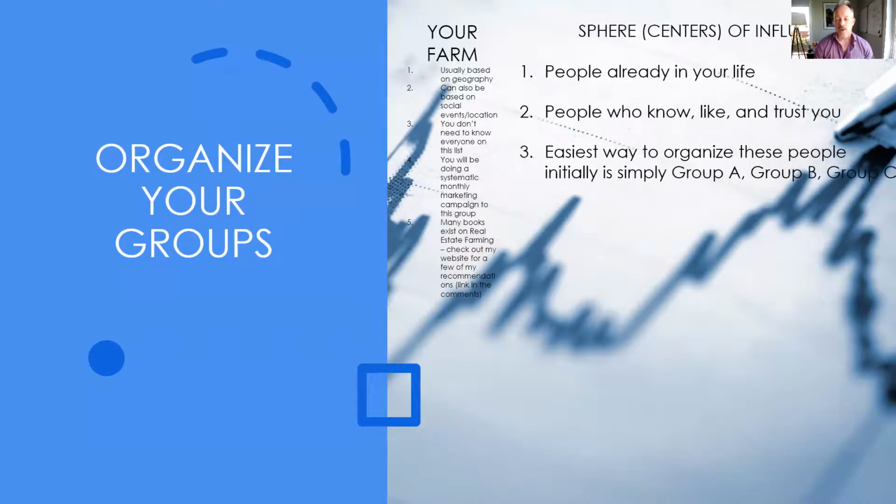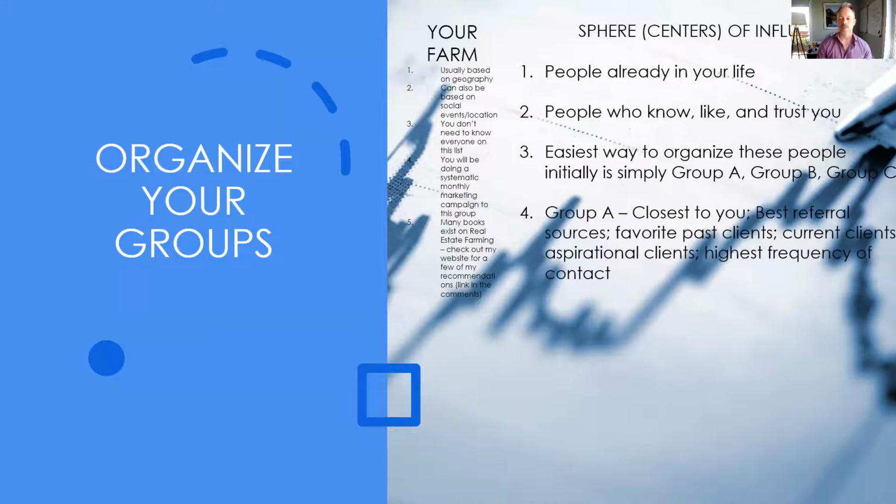The easiest way to organize these people initially, again, if you've never done this, is to just put it into practice and you can evolve it later, right? Just think of it as Group A, Group B, and Group C.